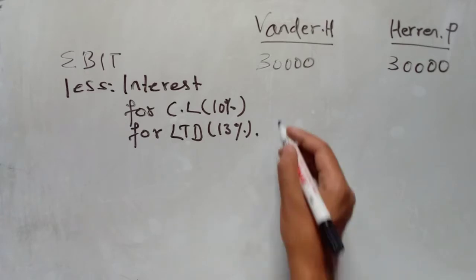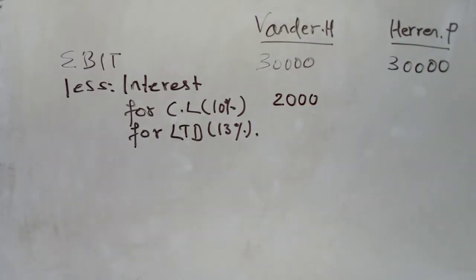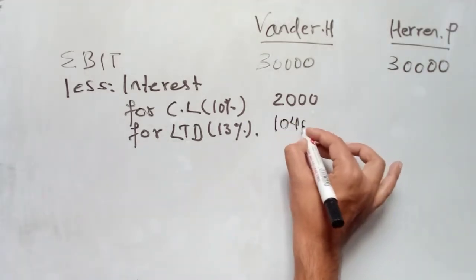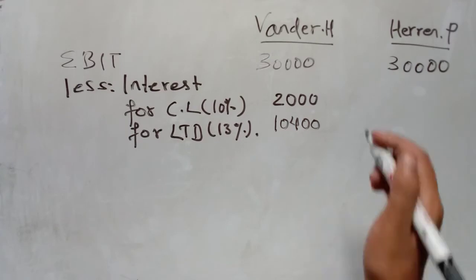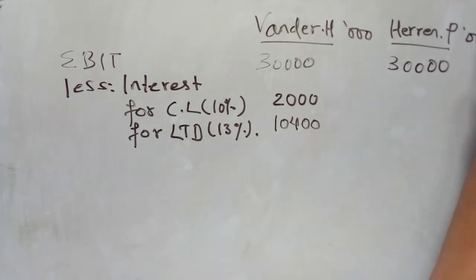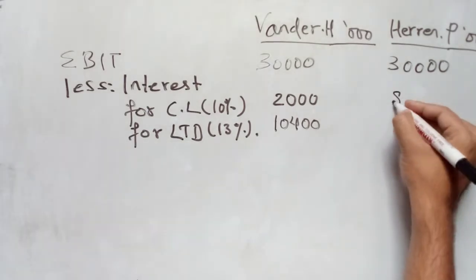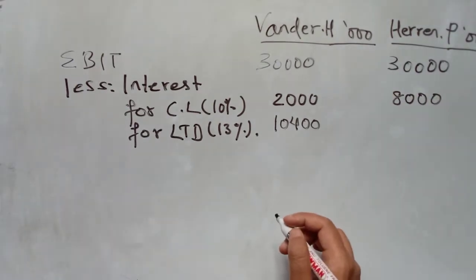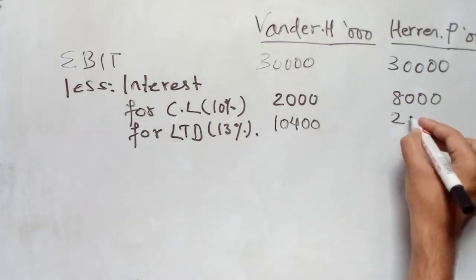10% of 20,000 is 2,000. And similarly for the same company, long-term debt is 80,000 rupees and 13% of 80,000 is 10,400. These all figures are in thousands. Now the same for Herrenhouse Press. Here current liability is 80,000 and long-term debt is 20,000. So 10% of 80,000 is 8,000 and 13% of 20,000 is 2,600.